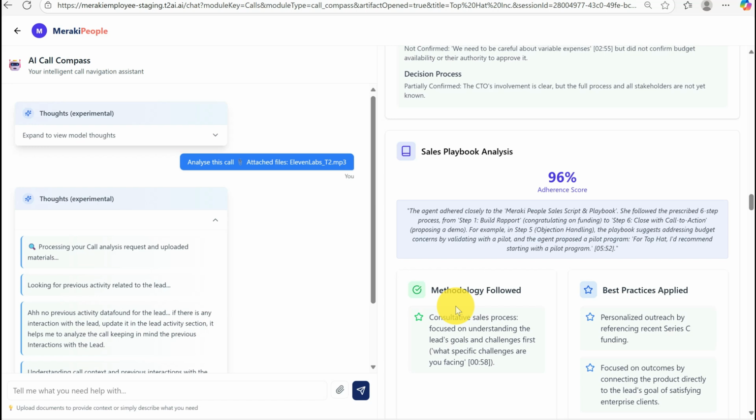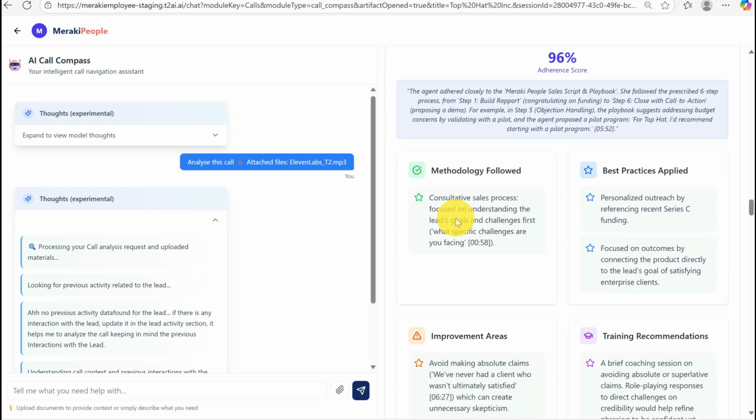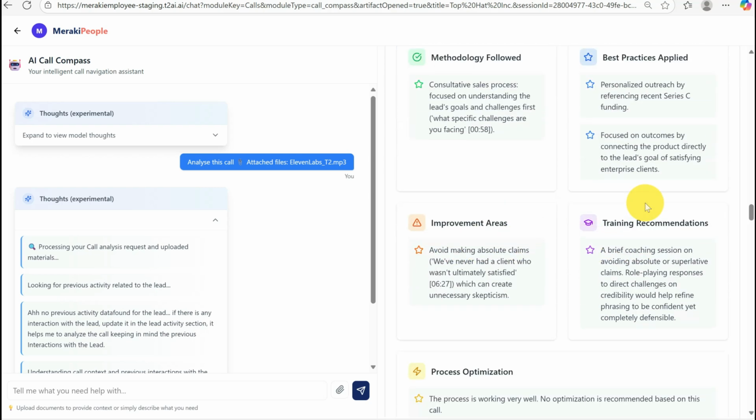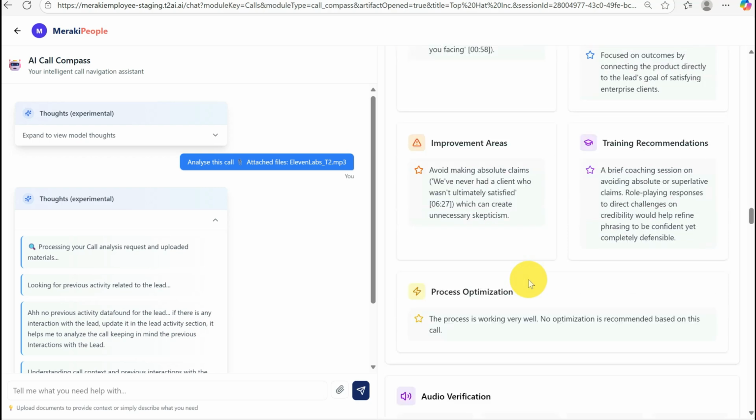Coming to whether the rep has actually played by the sales book. If they have, then why? What is the methodology followed? What are the improvement areas? What are the training recommendations? And if best practices have been applied, what were they?